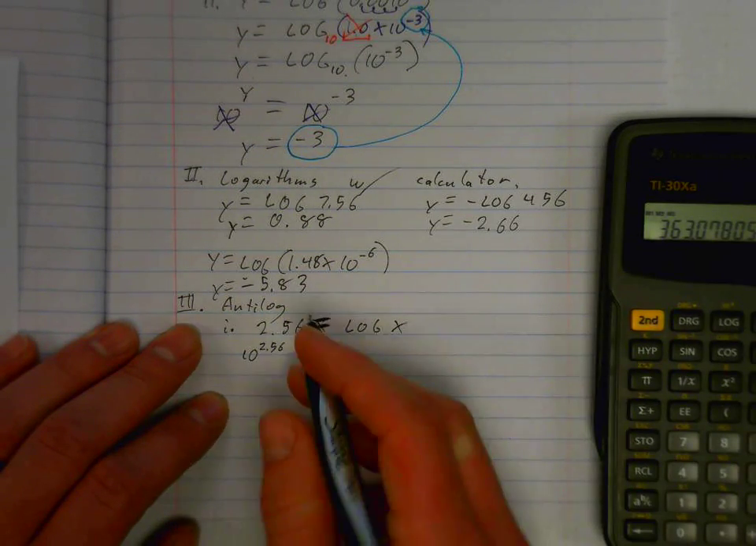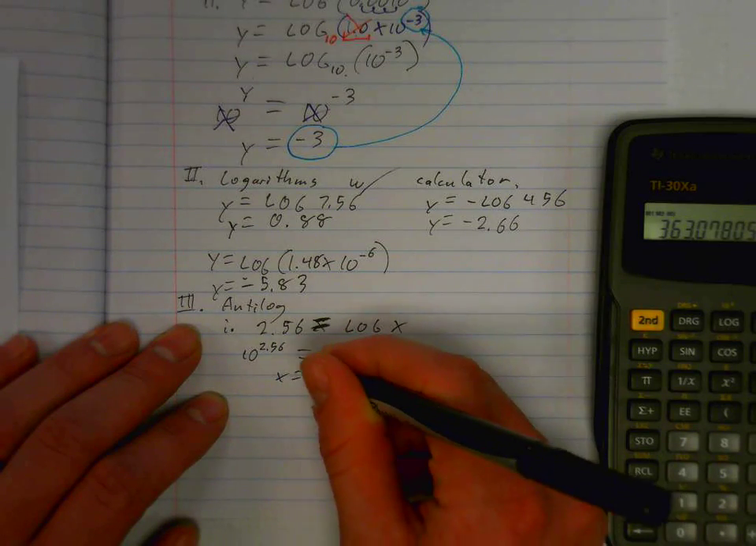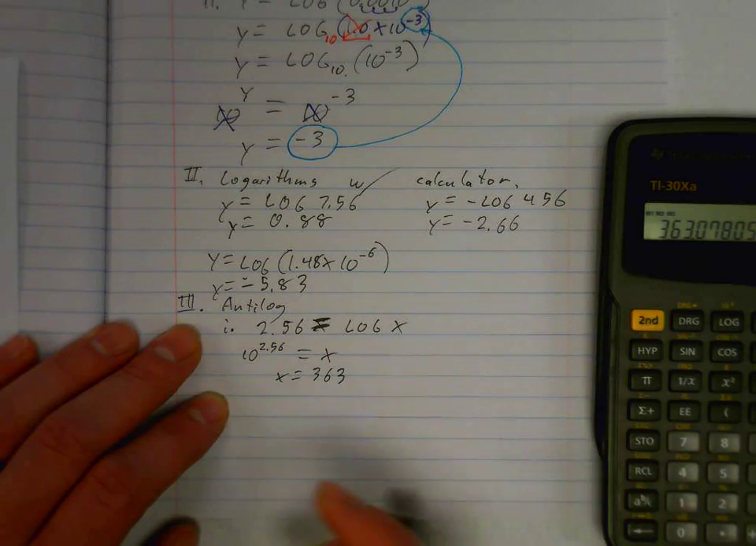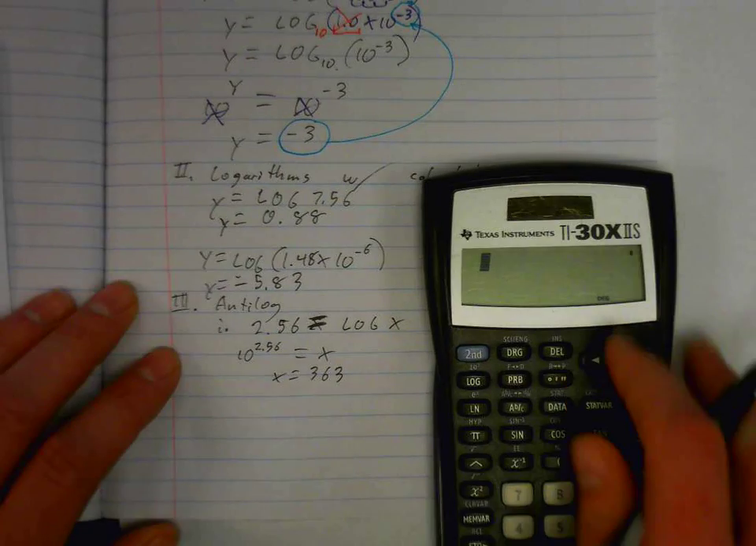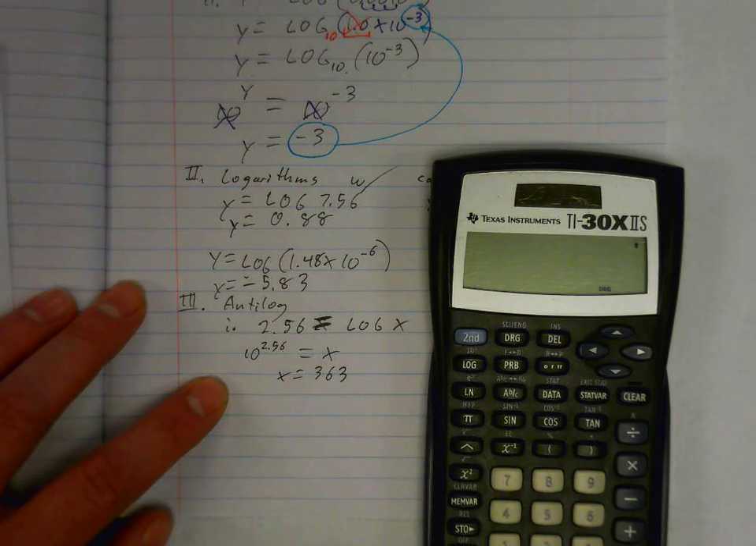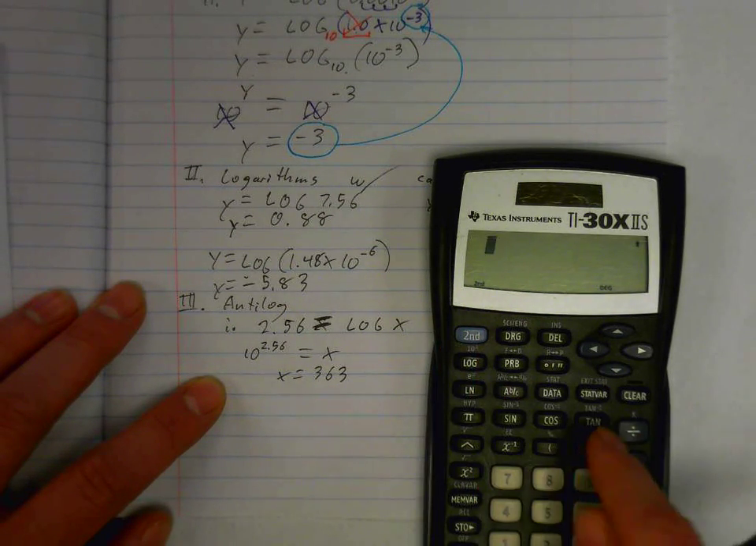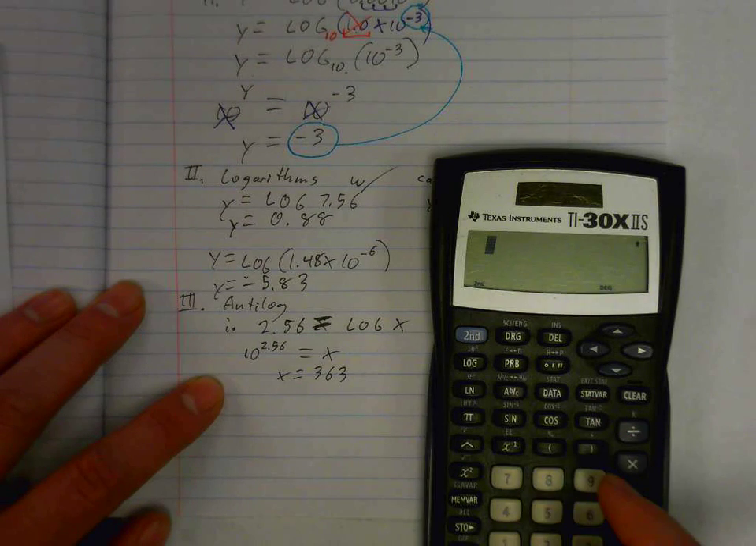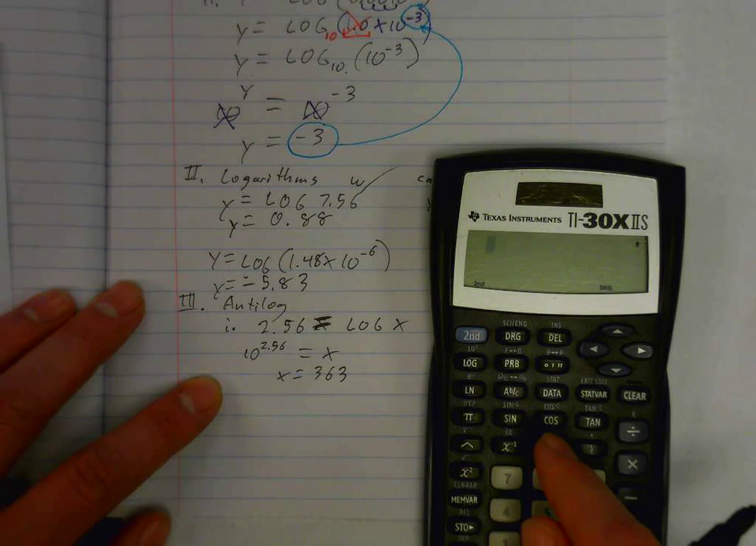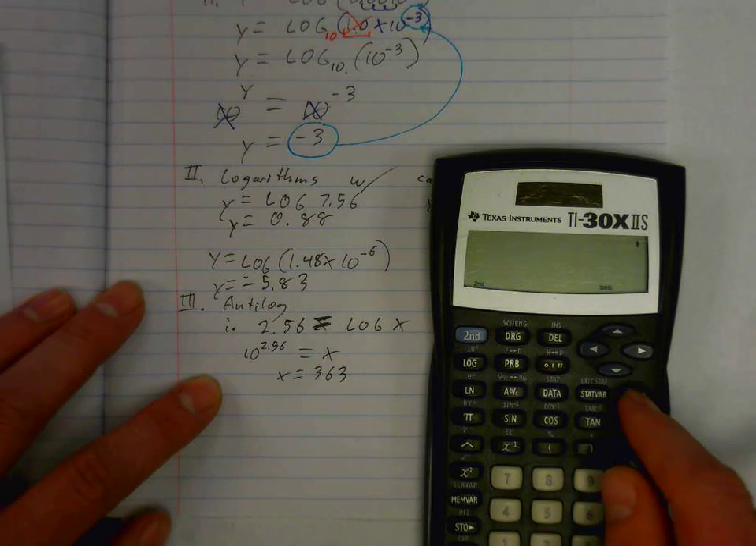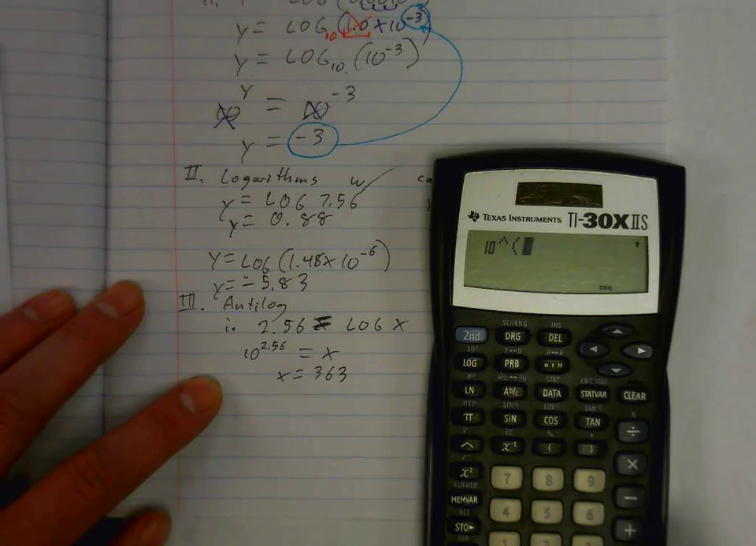In this style of calculator, it would be second and log, let's see, where is that? So we have 10 to the 2.56 close parentheses equals, and we get the same answer.